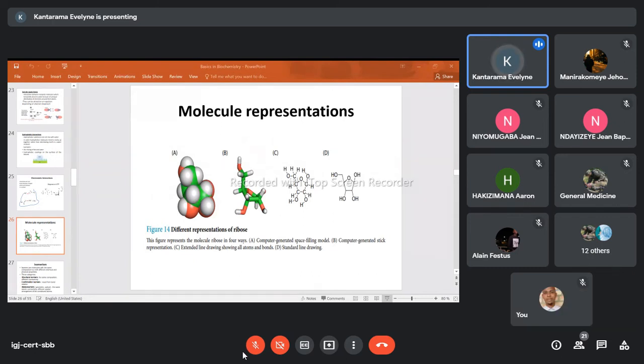I don't know what's wrong with my laptop, but it's okay. Just to show the representation of molecules. I was saying this is the same molecule represented differently. You can find the molecule represented as this.